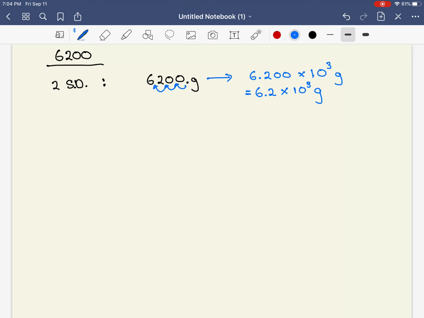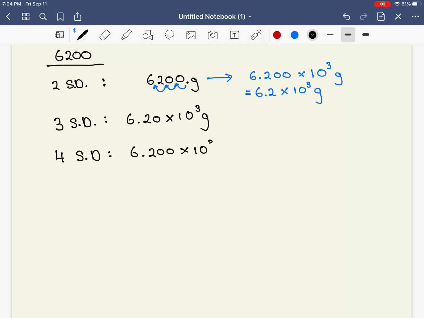So how do I report 6,200 in 3 significant digits? Same idea. It would be 6.20 times 10 to the power of 3 grams. How do I report this as 4 significant digits? Well, 6.200 times 10 to the power of 3, because we know from the rules that zeros to the right after the decimal point are significant.